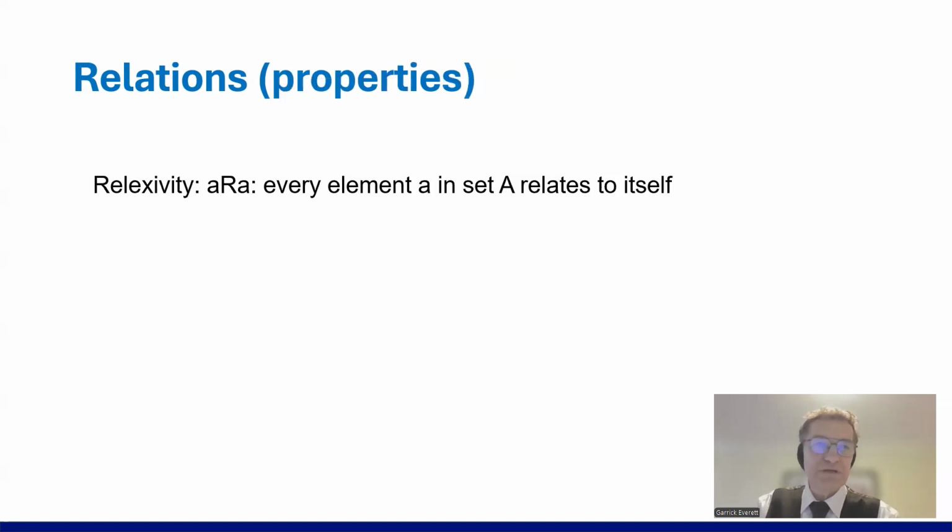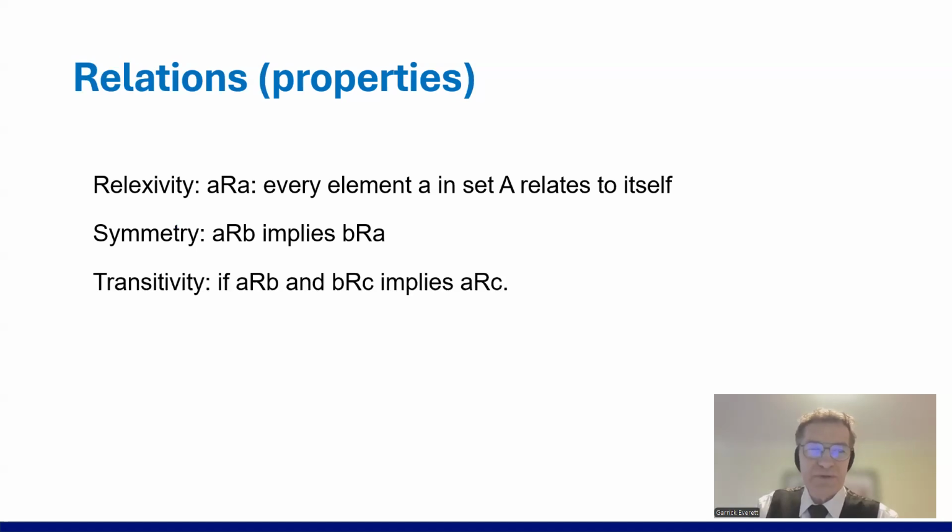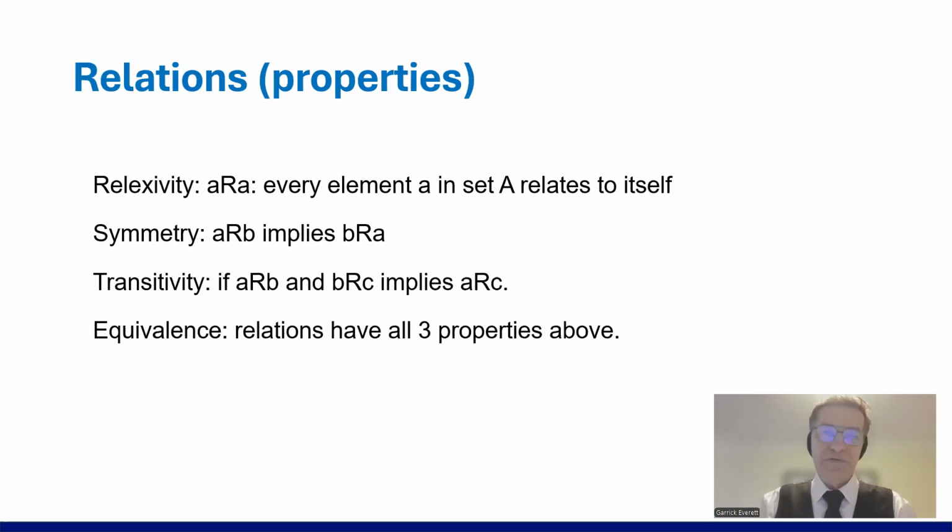Relation properties. Reflexivity: aRa, every element a in set A relates to itself. Symmetry: aRb implies bRa. Transitivity: if aRb and bRc are both true, that implies aRc, which is pretty obvious. Equivalence relations have all three properties above. So if we've got reflexivity, symmetry, and transitivity, then they're equivalent. And again, that's pretty self-evident. It might not seem so when you're just looking at little letters, but in practice it is.